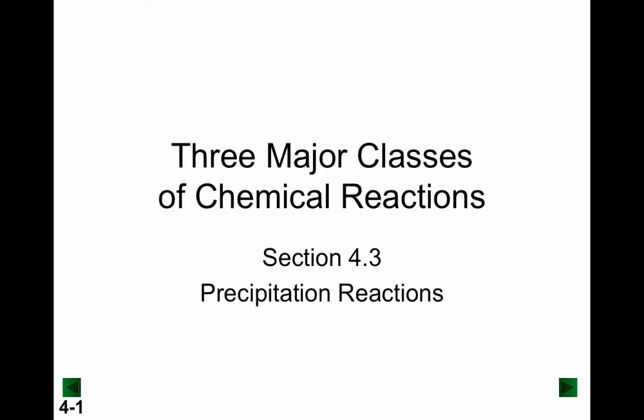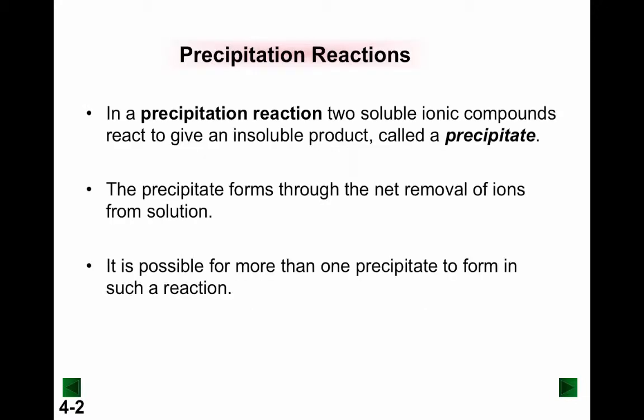Chapter 4 continued, 3 major classes of chemical reactions, Section 4.3, precipitation reactions. The first type of chemical reactions we are going to look at are the precipitation reactions. A precipitation reaction is a reaction in which two soluble ionic compounds form an insoluble product, a precipitate, that falls out of solution. The reaction between silver nitrate and sodium chromate is an example of a precipitation reaction.